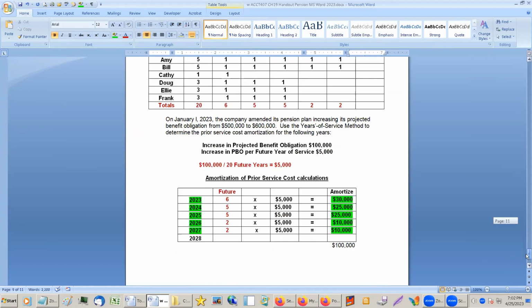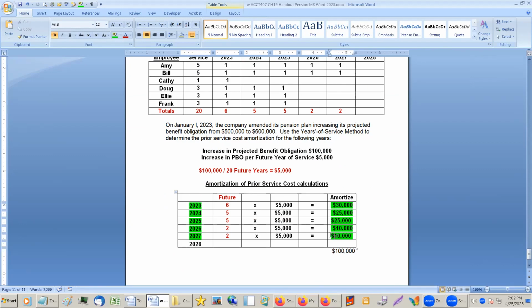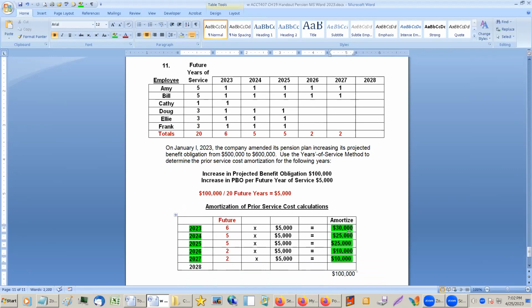Amortization of prior service cost. So the first year we'll have 30,000, second year 25, 25, 10, 10. And so that's how they spread it out over the future.